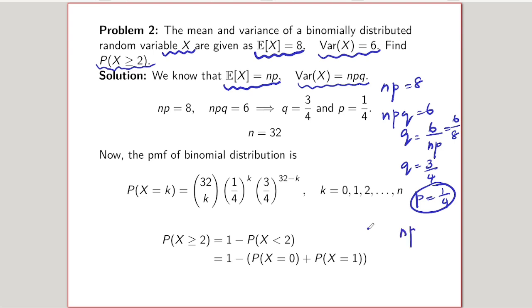We know that mean, that is E of x, np is nothing but 8 and I am able to find that the value of p is 1 by 4. So substituting that p value here, I am able to get n value as 32. So n is 32 and p value is 1 by 4. So our binomial distribution is nothing but, that is x follows binomial distribution with parameters 32 and 1 by 4.